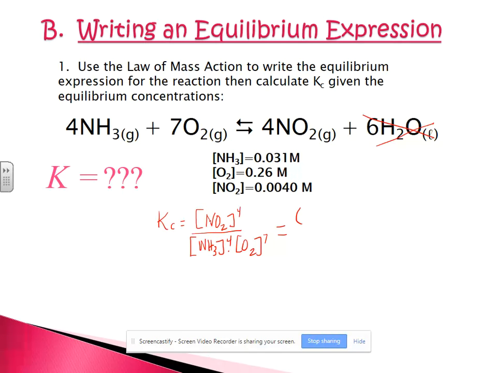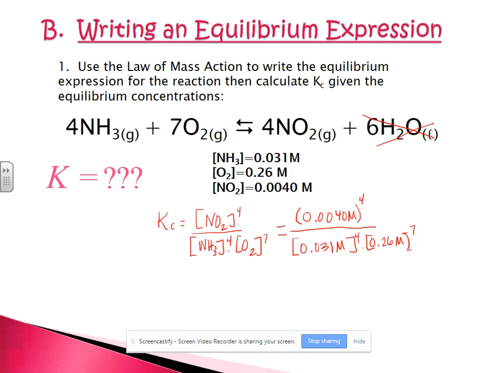So you got the concentration of NO2. We're going to plug that in here as 0.0040 molar, and that's raised to the fourth power. And then we're going to plug in the concentration of the ammonia, 0.031 molar, and that's raised also to the fourth power. And then the concentration of oxygen, which is 0.26 molar, and that's raised to the seventh power. All right, so let's plug this in.